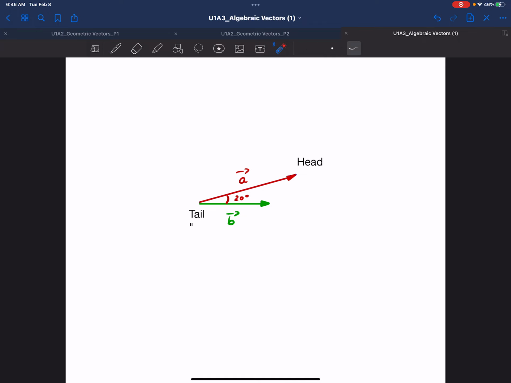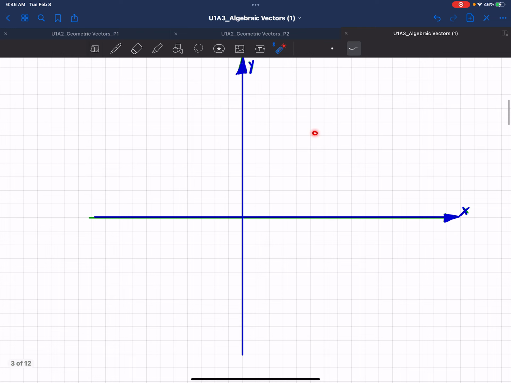Now, these type of vectors that lie on a plane are what we call geometric vectors. Now, once we place these geometric vectors on the Cartesian plane, then they are called algebraic vectors. So that's what an algebraic vector is. Simply a vector that lies on the Cartesian plane, and it can be anywhere on the Cartesian plane.